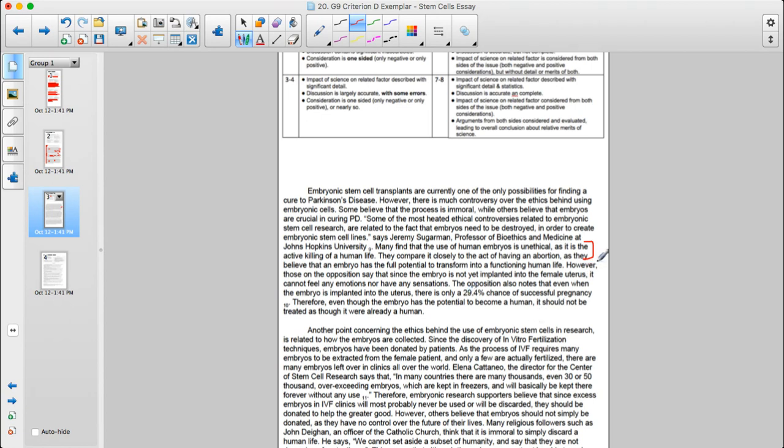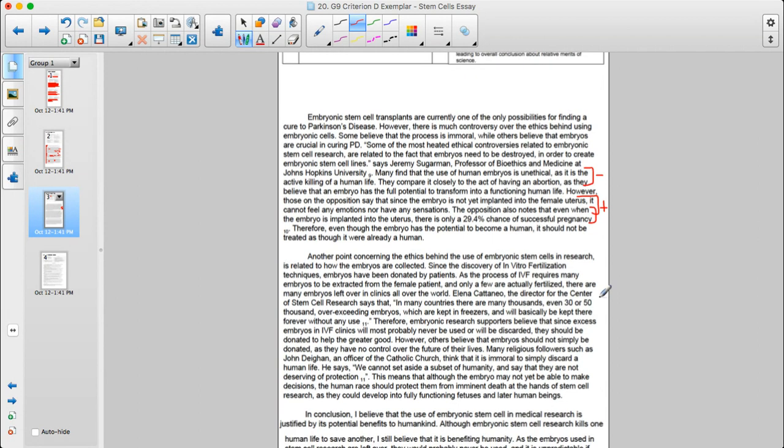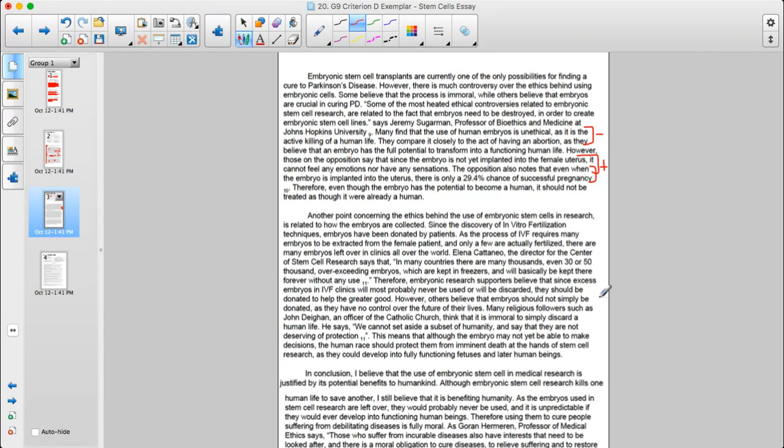However, on the other side, those people say that since it's not in the uterus, it cannot have any emotions or have any sensations. And even if it was implanted into the uterus, the success rate is quite low. So there's the potential that the embryo would have died anyways. So we've got an against point here, like a minus point there, and then we've got a couple of positive points here. When we go on to the next paragraph here, they use a couple more points for each side. So we've got one here.